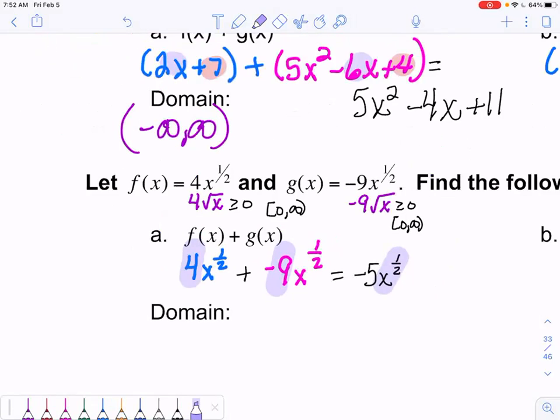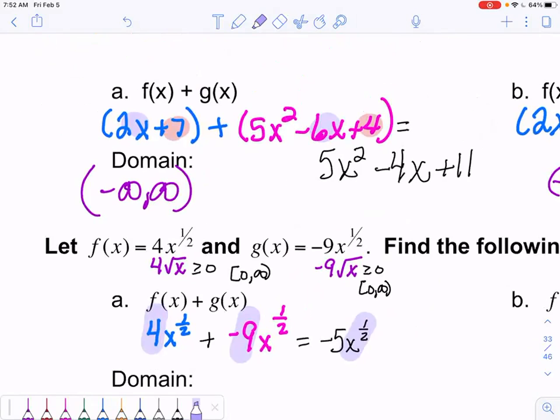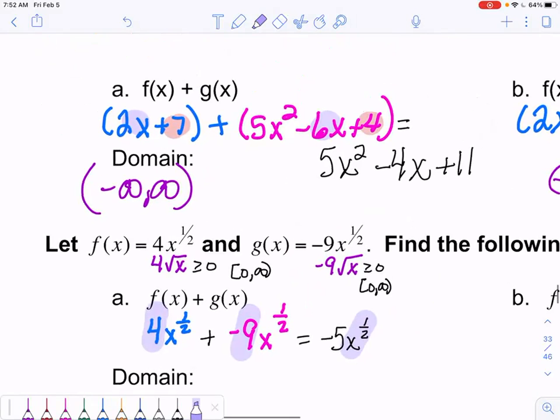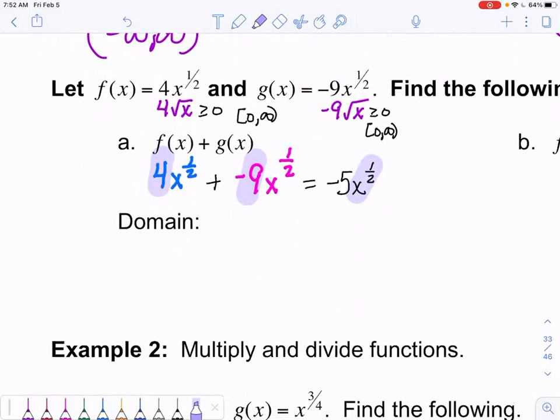It's the same property that we used above with adding like terms. When it's an x, you add the numbers in front. Placing an exponent with that doesn't change the fact that you're still adding the numbers in front. And then this domain has to be from 0 to infinity. Questions?